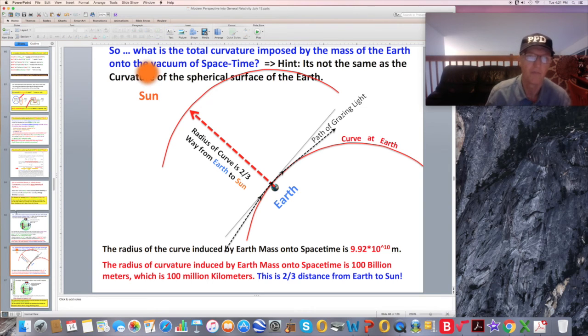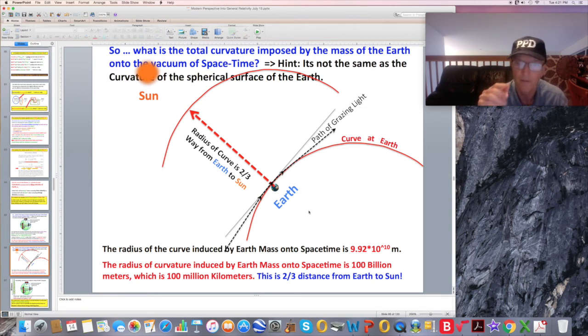So here I got a picture of the Sun, and then I got a picture of the little Earth here. And I went roughly 2/3, and I made an arc. So that shows you the arc, and it looks pretty good. But let's pull it back to the Earth, because that arc represents the curvature that the Earth imposes on the surrounding space-time, close to the Earth. So I move that curve close to the Earth.